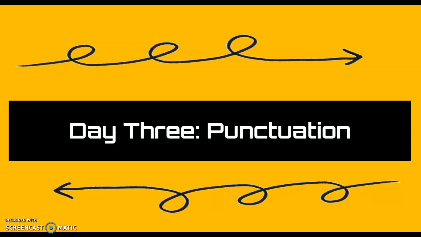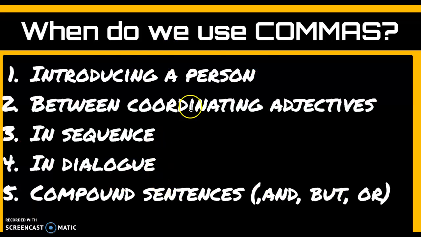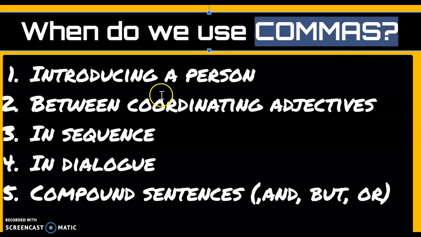We have been looking at capitalization, we looked at parts of speech, and today we're going to look at punctuation and how we can correct those in a sentence. Now, first of all, we're going to look at commas. Commas are used when you introduce a person, between coordinating adjectives, in a sequence, in dialogue, and compound sentences. We'll be practicing most of these today, and you will have some practice on your own.